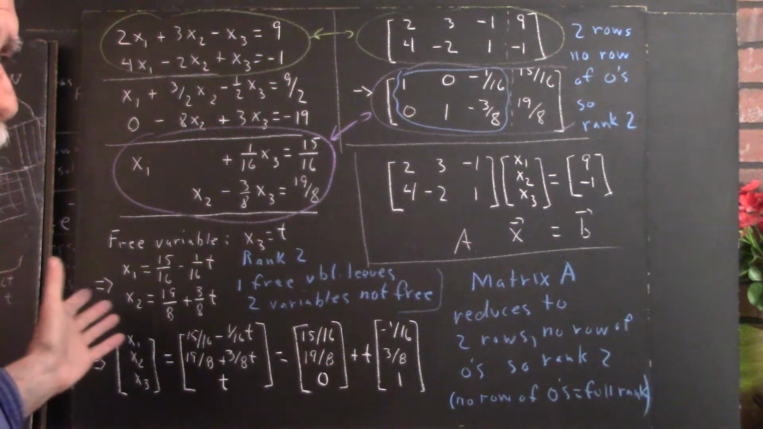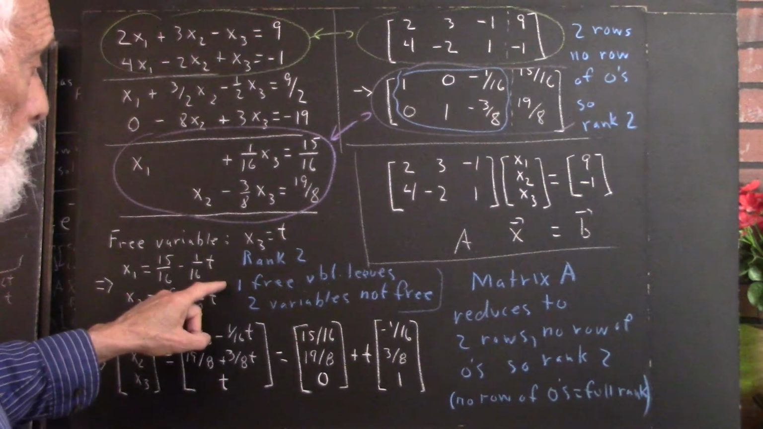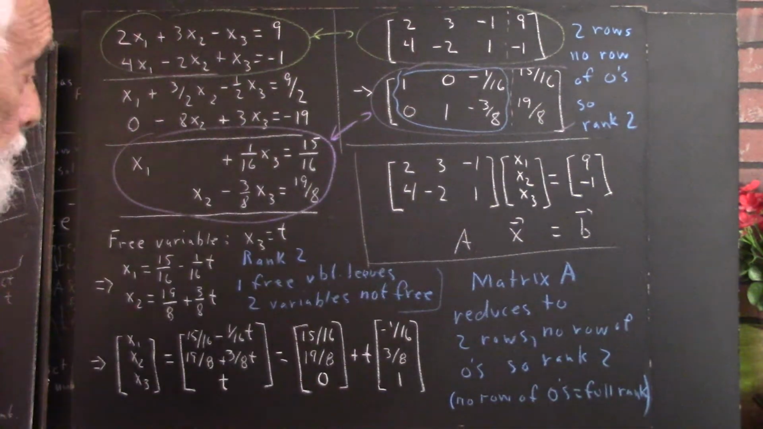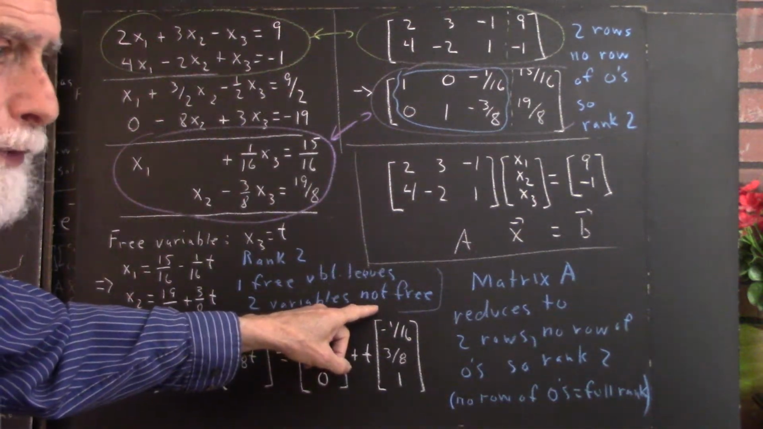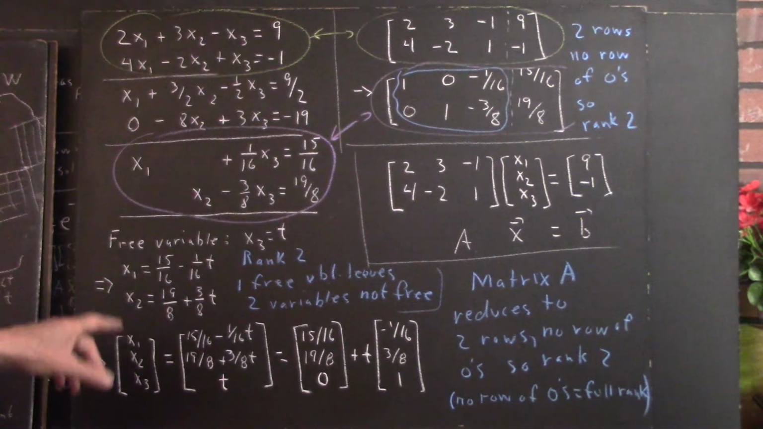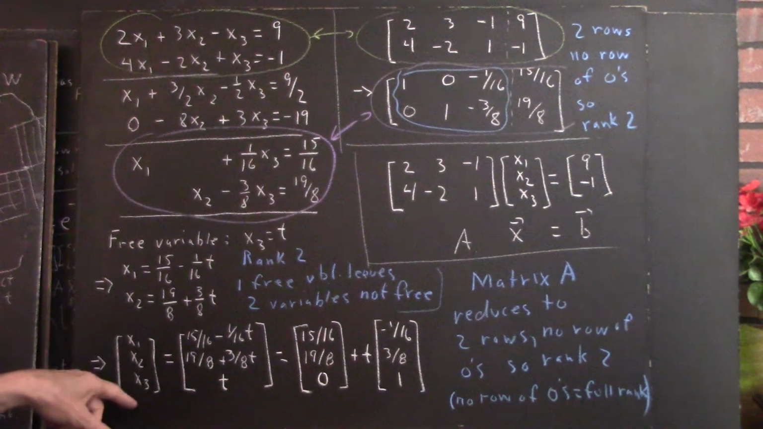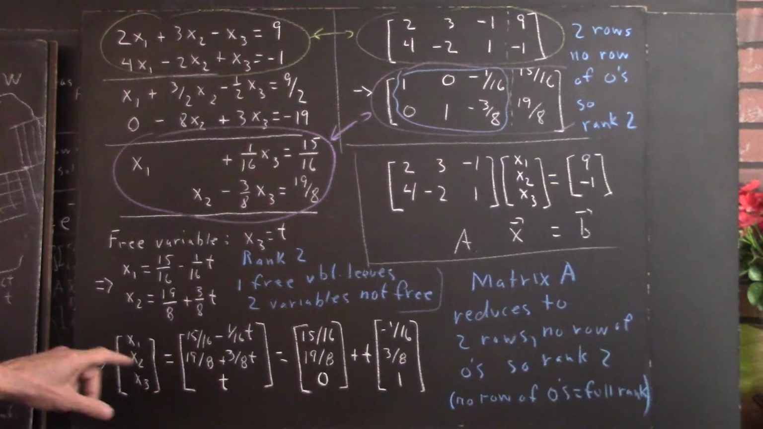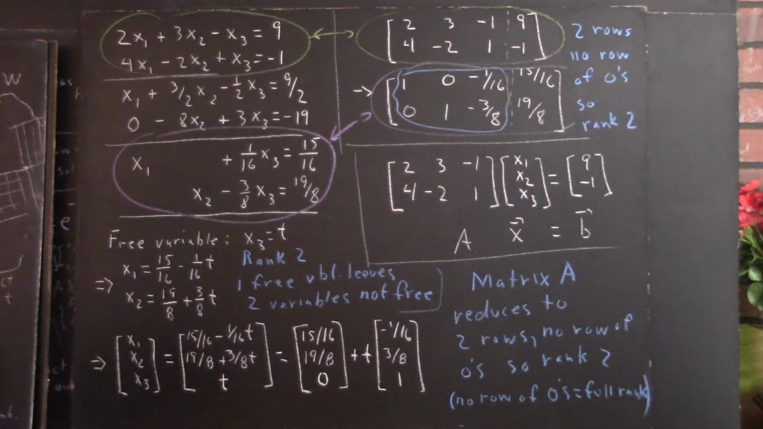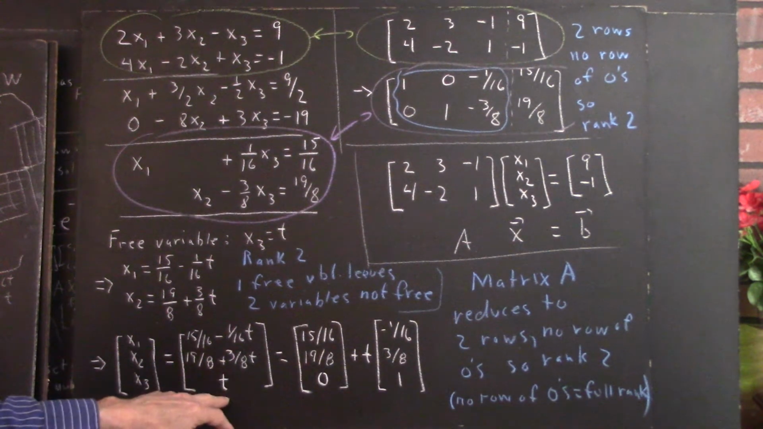We incidentally say that the rank of the system is 2, because you have one free variable and three variables. That leaves the other two as not free, as determined by the value of the free variable. We also comment that we can take this solution now and write it as a column vector, where x1 equals what you see here, 15/16 minus 1/16 t, x2, what you see, and x3 is t.